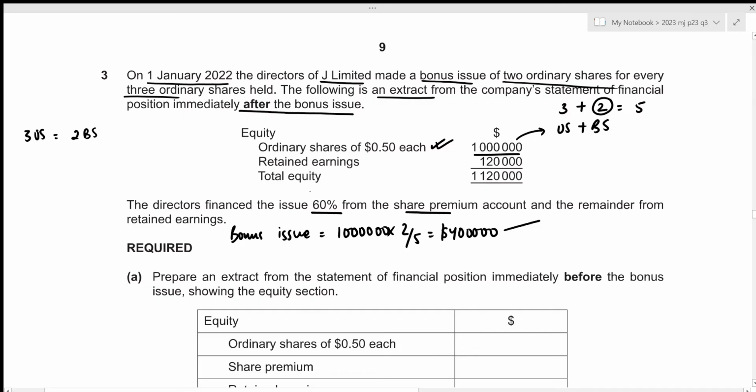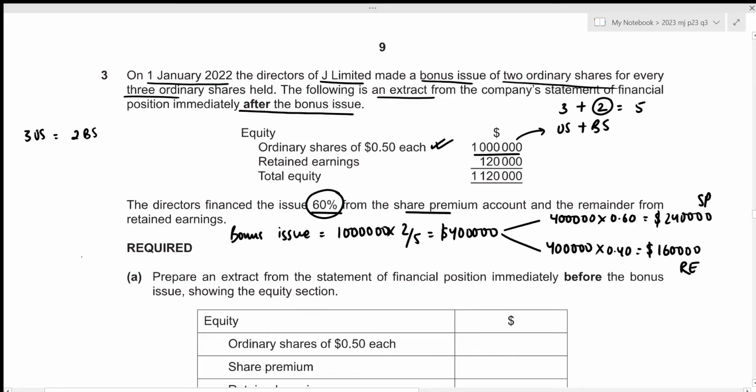Now out of this, we're told that 60% will be funded by the share premium. So 400,000 multiplied by 60% is just 240,000, which will be funded from share premium, and the remaining 40%, which is 400,000 multiplied by 0.40, which is 160,000, will be funded by our retained earnings.